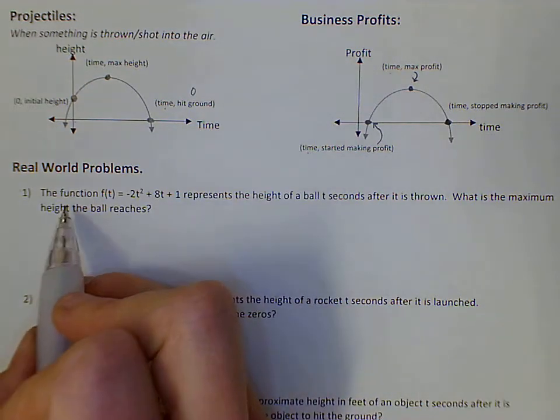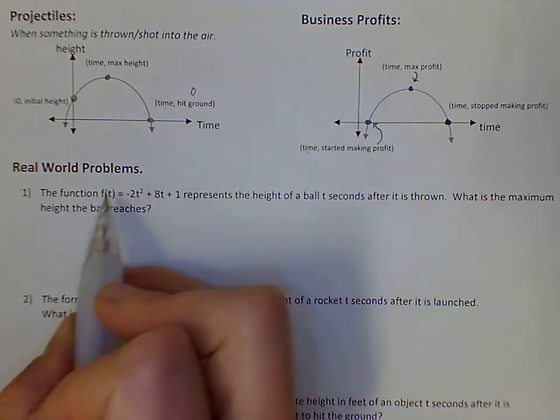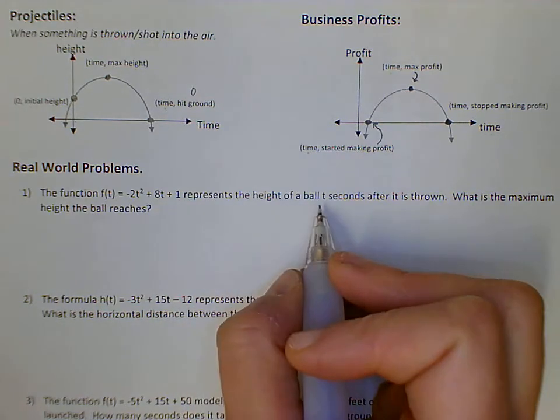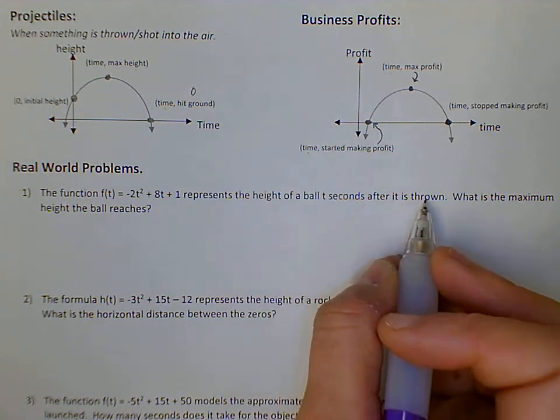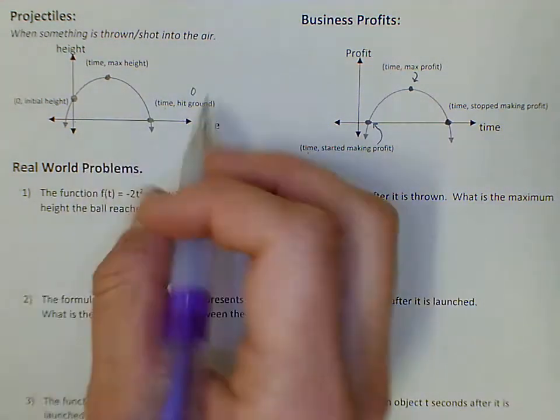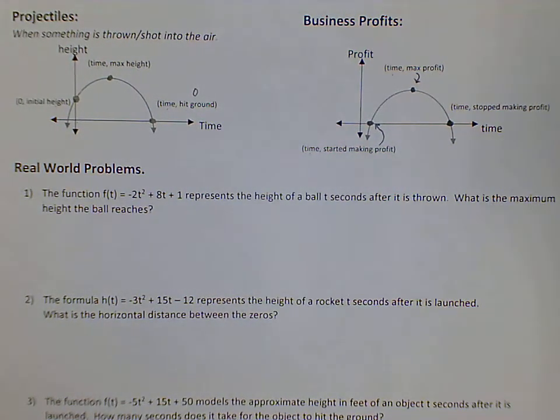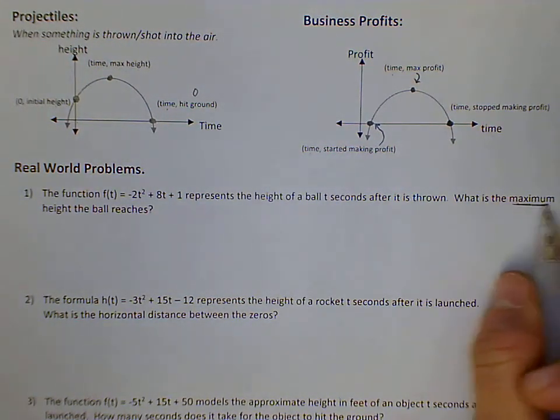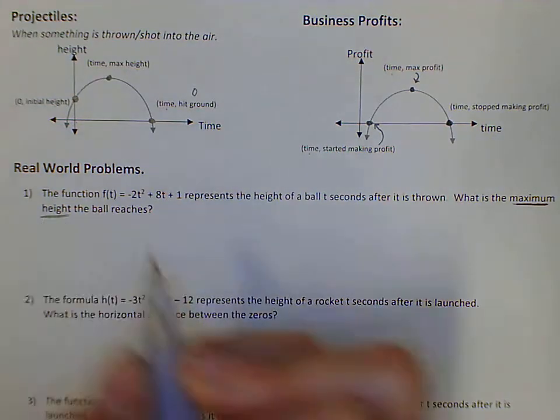So it says the function, and then they give you the equation, represents the height of a ball t seconds after it is thrown. So this is one of the projectile problems, so kind of look over there to know that. It says, what is the maximum height the ball reaches?